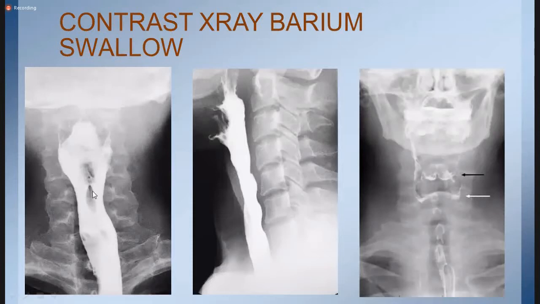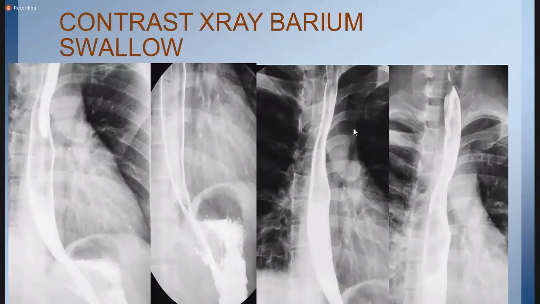This AP projection is called single contrast because we only have barium in the pharynx and esophagus, and this one is demonstrating air. This black is air and this white is barium contrast. So this is called double contrast, demonstrating normal anatomy. This again is the barium swallow examination demonstrating the esophagus. This is the gastroesophageal junction and the stomach.